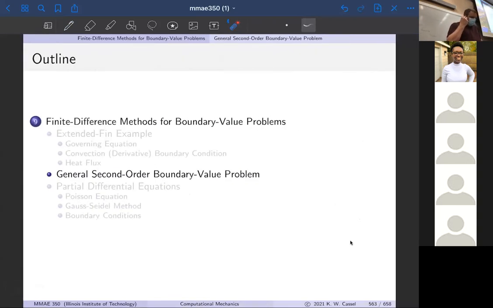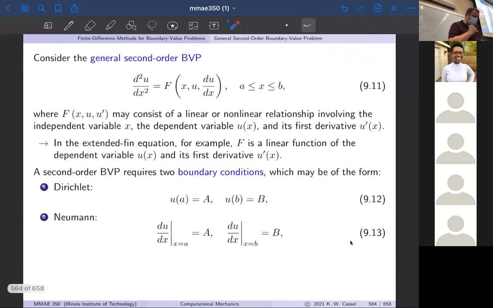Now, let's look at a more generic example. That was a heat conduction situation with convection. Maybe the physics confused us. So let's just look at a generic second order boundary value problem, which is what that was. But let's just look at it generically. This will include that case, but be more generic.